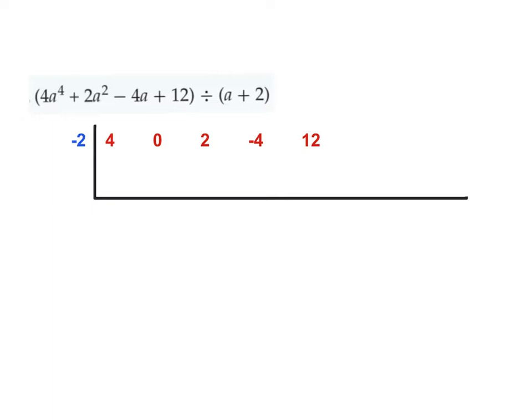Nope. You drag the 4 down? Drag the 4 down. Okay? That's the first thing, once you're set up: the first thing you do is bring that first number down every time. Now we multiply, combine, multiply, combine, multiply, combine until you run out of numbers.